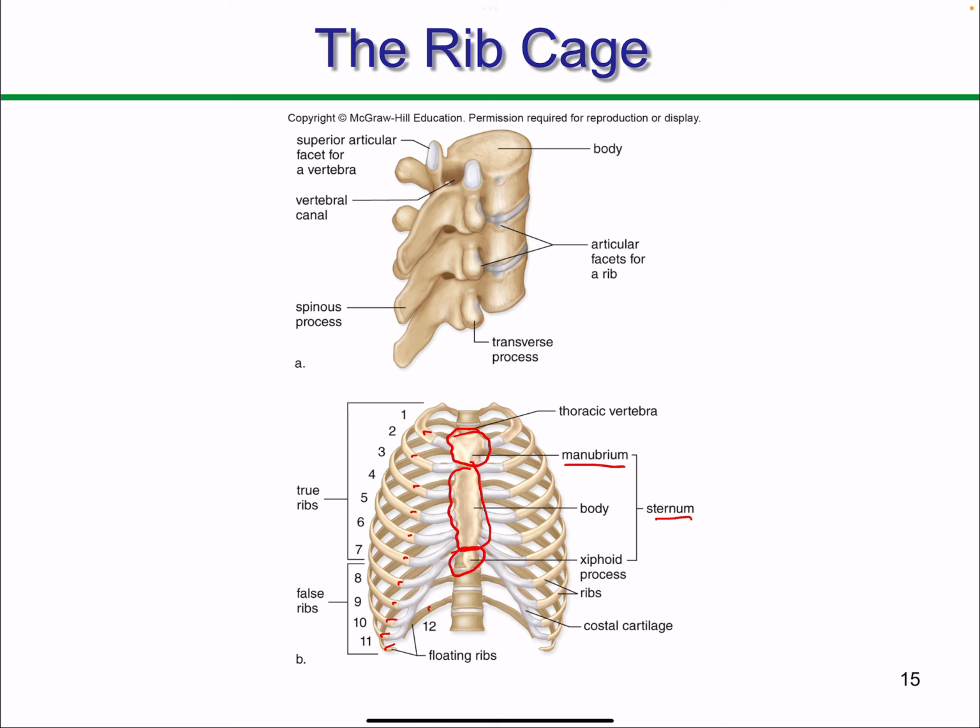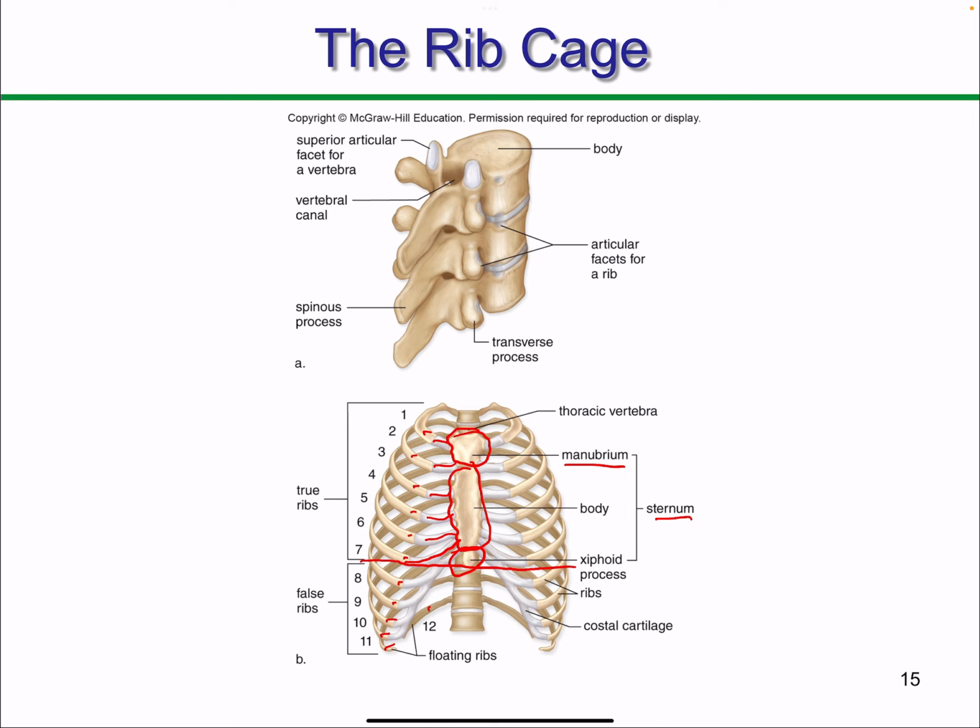You want to notice that the true ribs are those ribs that, if I draw a line here, are directly attached to the sternum. All 7 pairs of ribs are directly attached to the sternum.